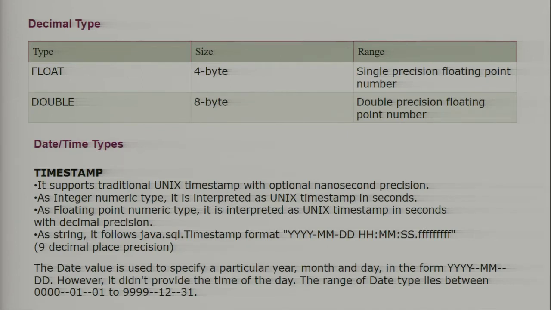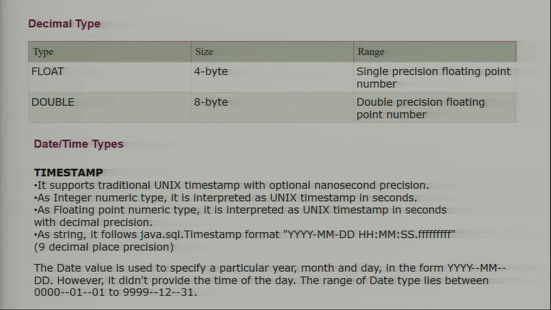As an integer numeric type, it is interpreted as a Unix timestamp in seconds. As a floating point numeric type, it is interpreted as a Unix timestamp in seconds with decimal precision. As a string, it follows the java.sql.Timestamp format, which is very similar to this: YYYY-MM-DD HH:MM:SS.fffffffff, with the decimal values.